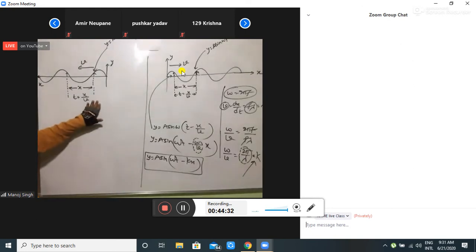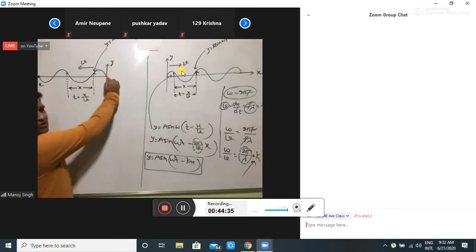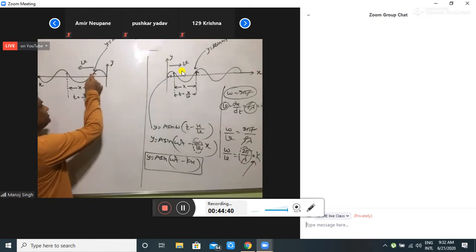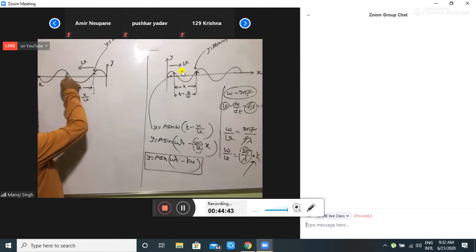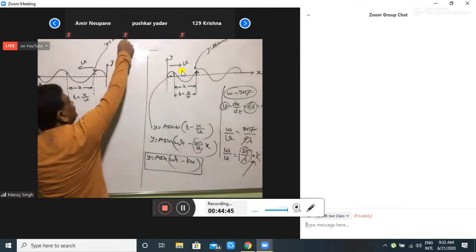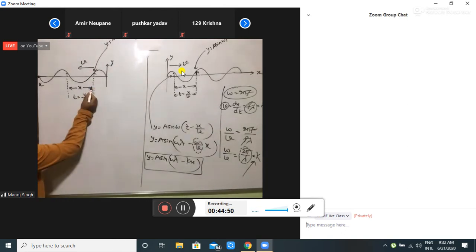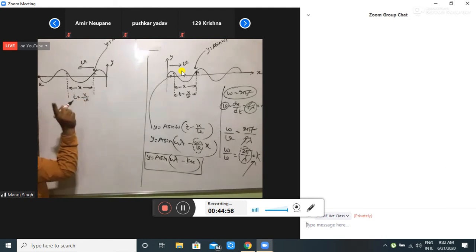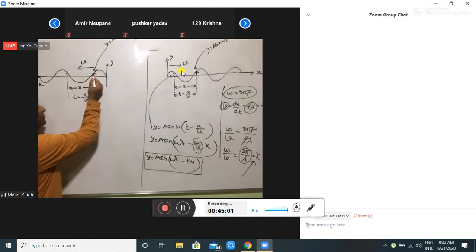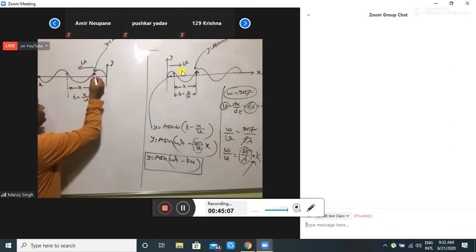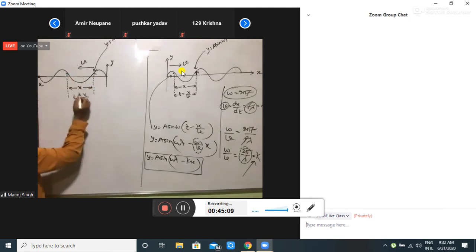Now here also, in the same way, a disturbance will be produced here. That disturbance will move from this particle to this particle. Suppose this particle is disturbed at a time t. The distance traveled by the wave in a time t is equal to x. What is the time taken by the wave to travel from one particle to the other particle? The time taken is x by v.